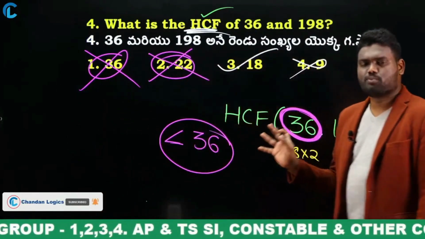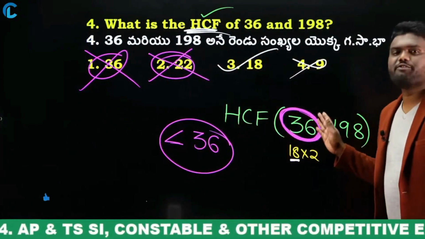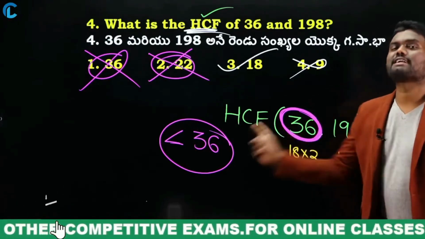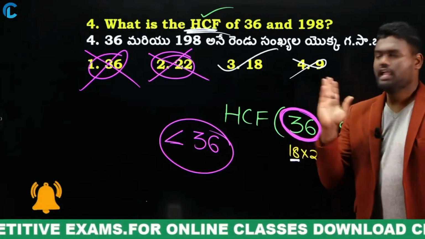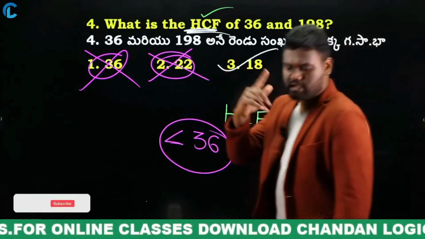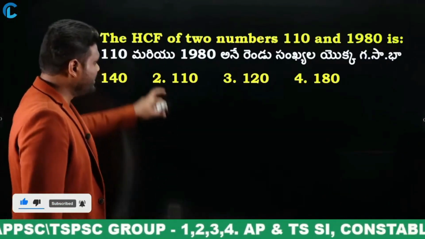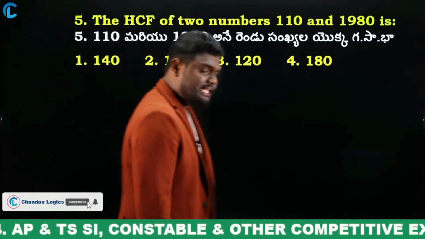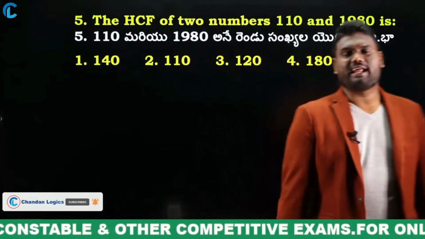Try to know what is the smallest number. Once you know the smallest number, HCF should be either the smallest number or factors of the smallest number. That's it. Using that point, you can eliminate the options and you can say the answer. HCF of two numbers 110 and 1980.